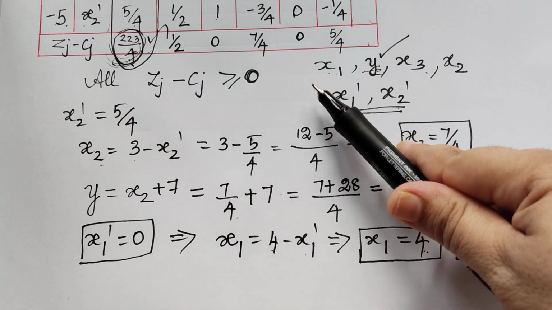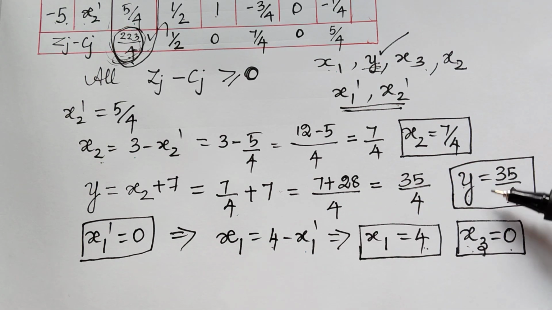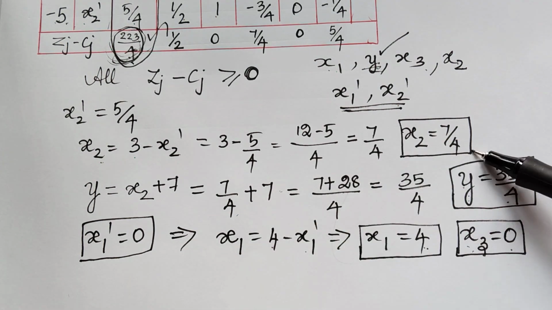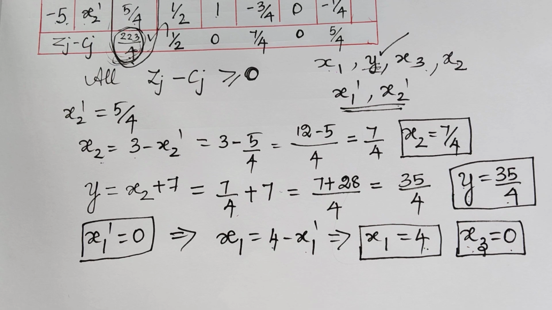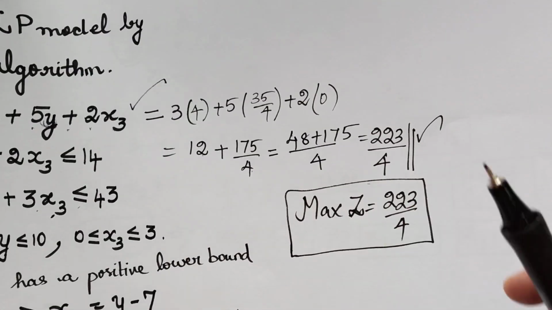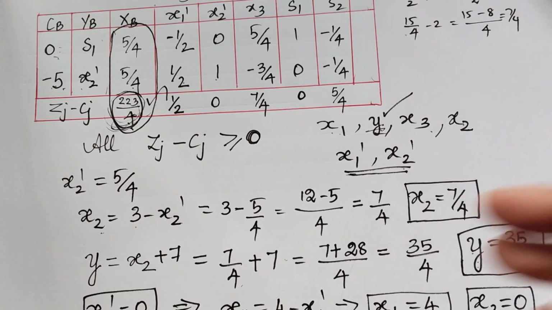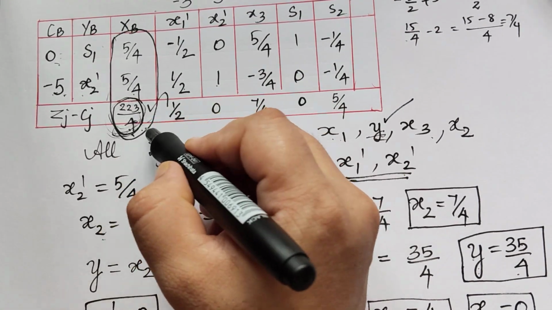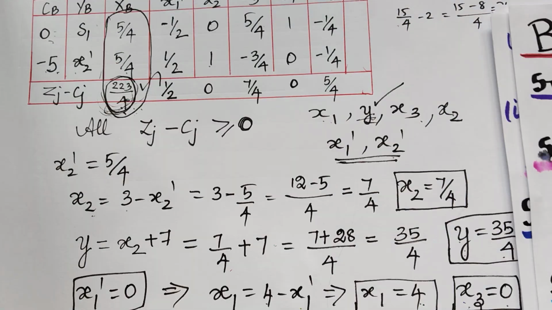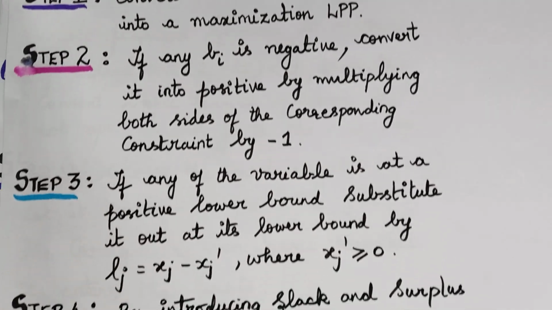Since it was so, we found the values of x1, y and x3 by using the method of back substitution, and hence we have found the value of maximum z, which was equal to 223 divided by 4. This was also found in the solution table, so that also you can verify. And here we have the steps involved in the bounded variable algorithm. So kindly go through the steps patiently.